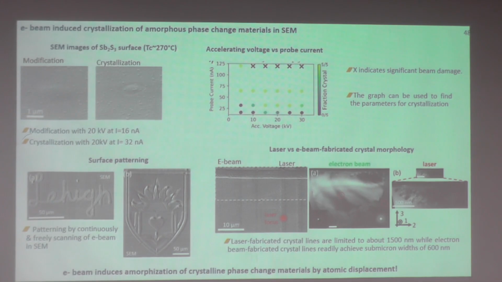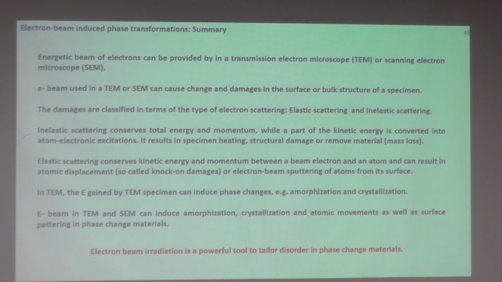So now let us conclude this part of my talk. The energetic beam of electrons can be provided by a transmission electron microscope or a scanning electron microscope. The electron beam used in these two microscopes can cause changes and damage in the surface or structure of the specimens. Then damage is classified by the type of electron scattering, like elastic scattering and inelastic scattering.